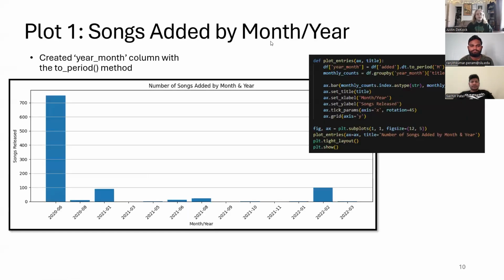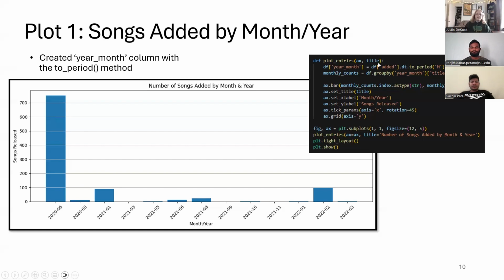This is our first plot, visualizing the number of songs added to the playlist by month and year. We can see that the vast majority of these songs were added in June of 2020. We used the pandas datetime to-period method by month, and that got us these groups of month and years.